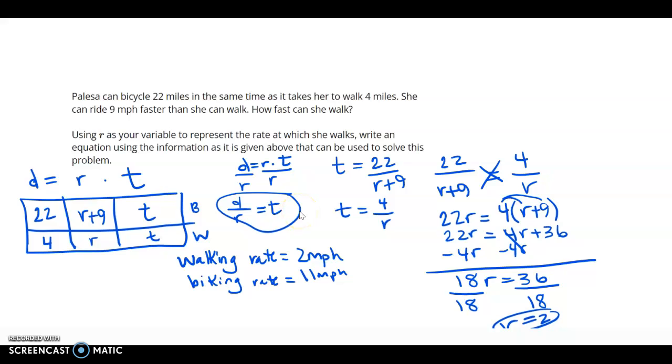Let's make sure we're answering this question: write an equation using the information that can be used to solve this problem. This is the equation that we used right here: 22 over r plus 9 equals 4 over r. Once we came up with our t and came up with this t, we could set those equal, and this gives our equation to solve it. So that would be part A, the equation. And then part B, we're wondering how fast can she walk? That one would be the 2 miles per hour. So this would be part B.